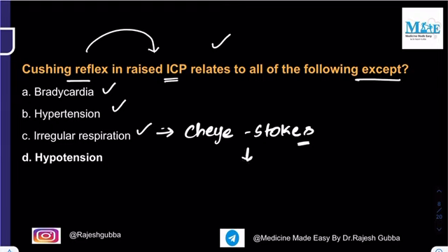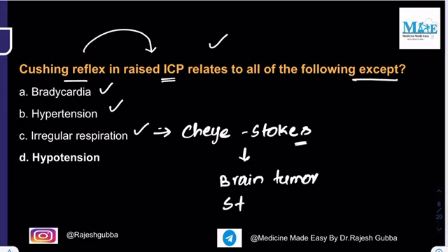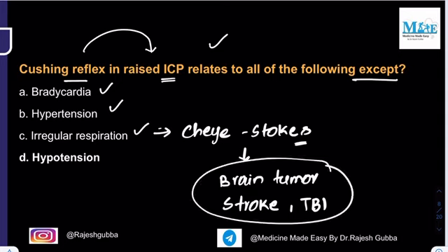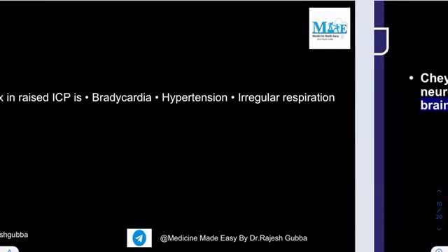And this Cheyne-Stokes respiration, that is an irregular respiration, is not only seen in the Cushing's reflex, it's a part of the Cushing's reflex. So any condition which is causing raised intracranial pressure, for example a brain tumor, can cause Cheyne-Stokes respiration. Stroke can cause it. Traumatic brain injury can cause it. Because in all these conditions, there is raised intracranial pressure activating the Cushing's reflex, and the irregular respiration seen is Cheyne-Stokes respiration. But hypotension is not part of the Cushing's reflex. Now you see the next question.